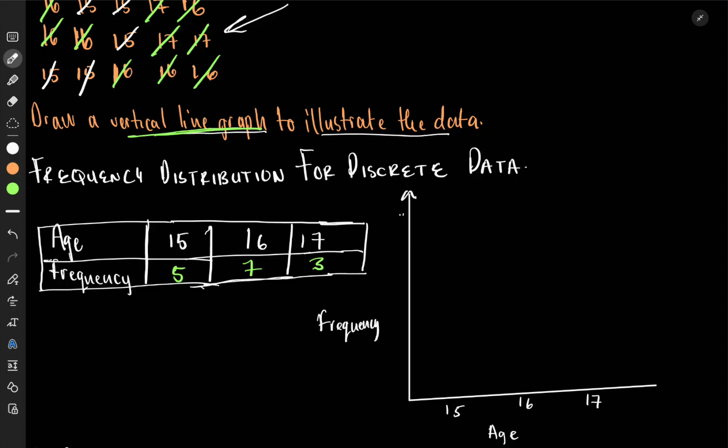Now, what is the frequency? I can see that it was 5, 7, and 3, so it's not much. So I can say 1, 2, 3, 4, 5, 6, and 7. I need you to see.